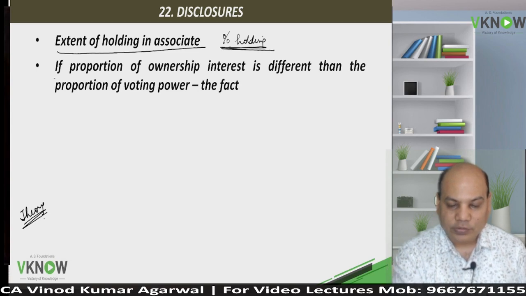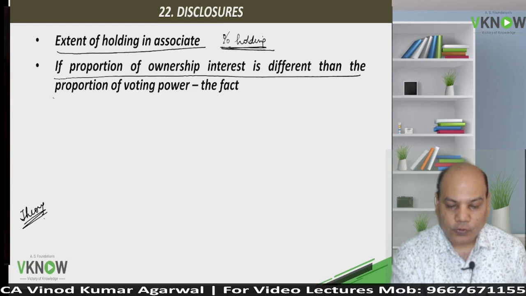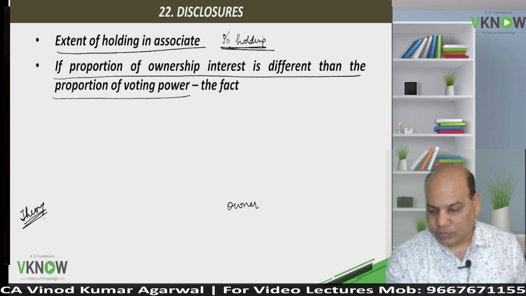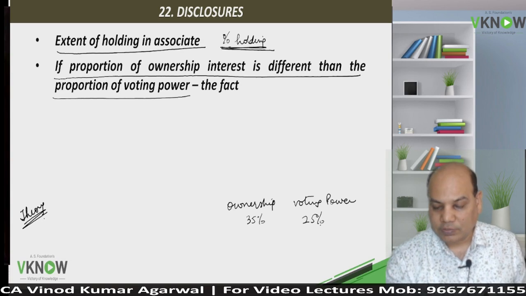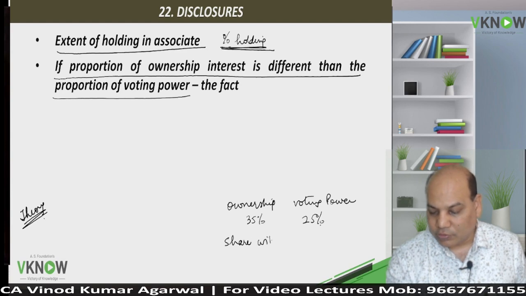Second disclosure is if the proportion of ownership interest is different from the proportion of voting power. Ownership may be 35%, but voting power may be, say, 25%. Is it possible? Yes. Because there are two types of shares in India. One is shares with voting right, where one share is equal to one vote.